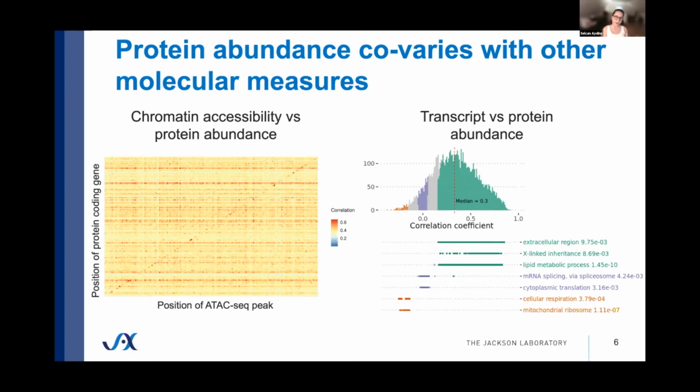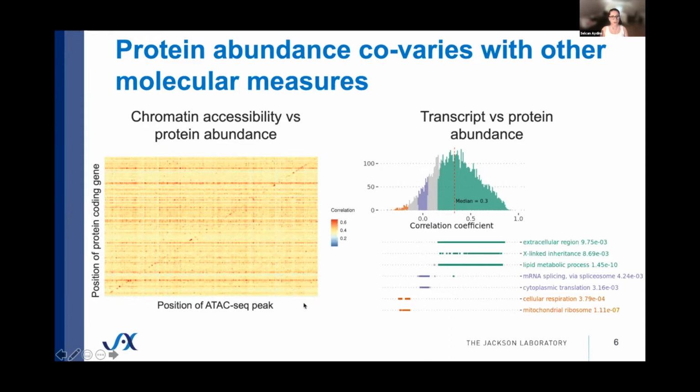right next to themselves. But we also see these proteins, and there are exactly 37 of them, that form these horizontal bands. So they're highly correlated to more than 100 ATAC peaks across the genome. And these regions are enriched in pluripotency binding sites.